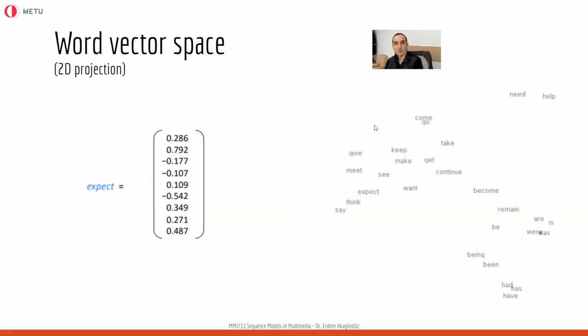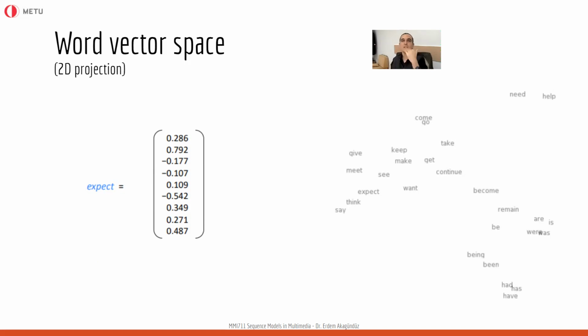What does this mean is, for example, in a proper representation of the English language, I'm not telling you how this was done. We are going to get there. In a 2D projection of it, when that word vector is projected to a similarity space of 2 dimensions, for example, come and go become very close to each other. For example, need and help are close to each other. Say and think are close to each other. Being, been, had, his, have, all these words of the English grammar are close to each other. So it makes sense, because when we understand the language, that's what we do.